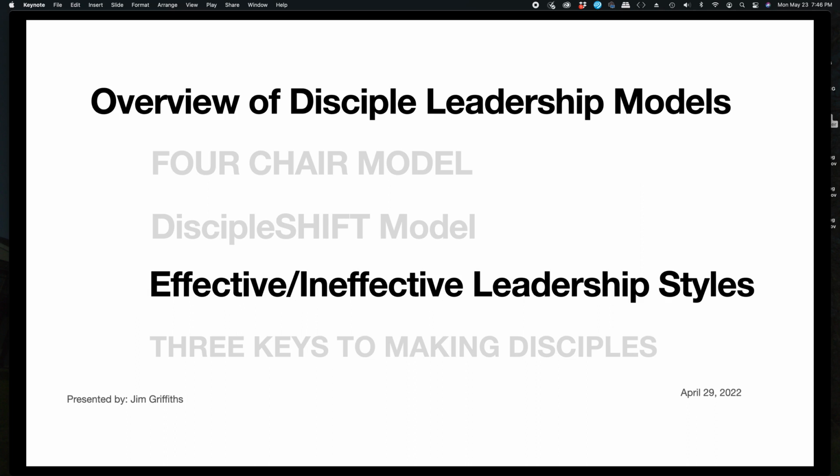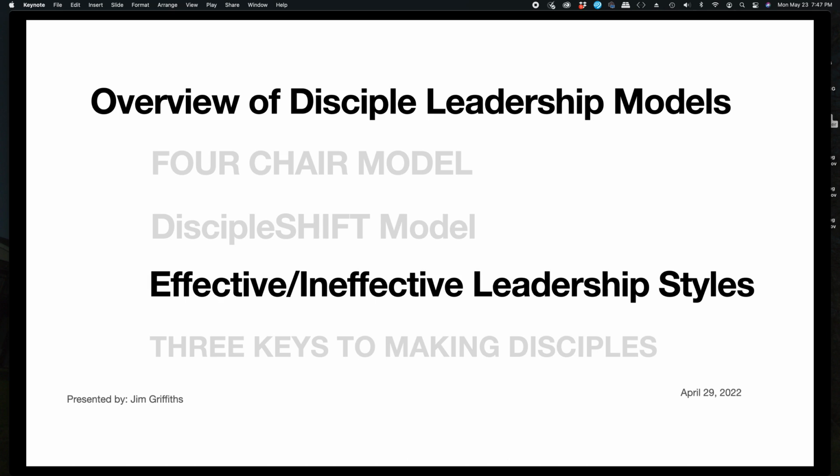Now we're going to go into the next component of these four areas that we've been looking at. So far, we've covered the four chair and discipleship models. We're going to look now at the effective and ineffective leadership styles, and at the end of that, we'll look into the three keys to making disciples. So let's look at who and what is an effective leader.